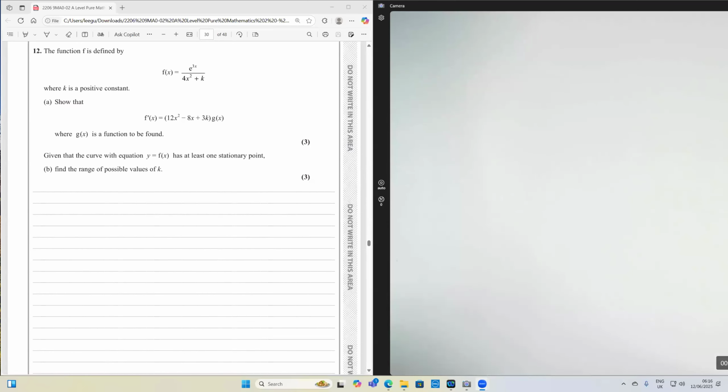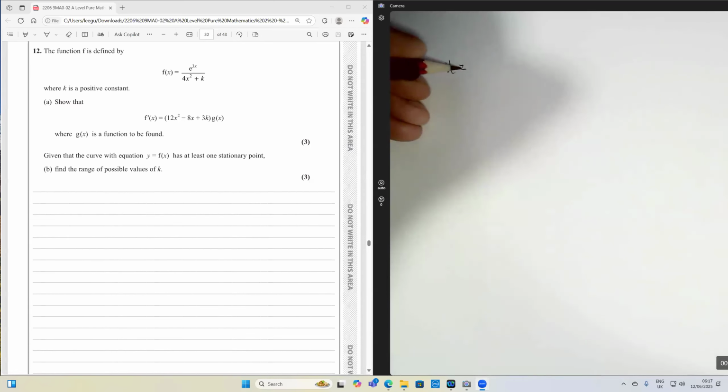Hello everyone, and here is question 12 from paper 2 of 2022. So let's have a look at this question. It says the function f is defined by f of x equals e to the 3x over 4x squared add k, where k is a positive constant. Show that f dashed of x is equal to that. So this is going to be the quotient rule.